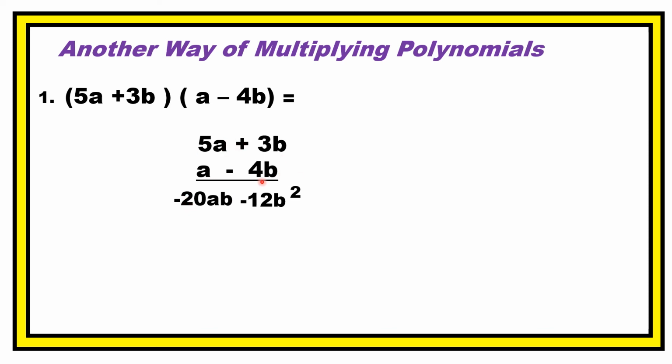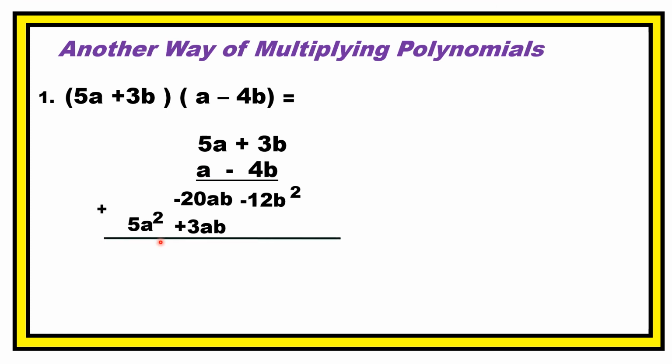Next, yung term naman na a, multiply natin sa 5a plus 3b. So, a muna times 3b. So, a times 3b is 3ab. So, kailangan i-align natin sa negative 20ab kasi similar terms sila. So, we have positive 3ab. Next, a times 5a is equal to 5a squared.